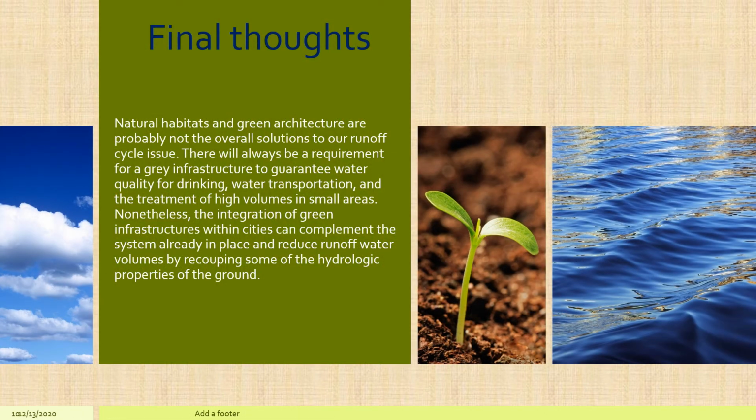Natural habitats and green architecture are probably not the overall solution to the runoff cycle issue. There will always be a requirement for gray infrastructure to guarantee water quality for drinking, water transportation, and the treatment of high volumes in small areas. Nonetheless, the integration of green infrastructure within cities can complement the system already in place and reduce runoff water volumes by recouping some of the hydrologic properties of the ground.